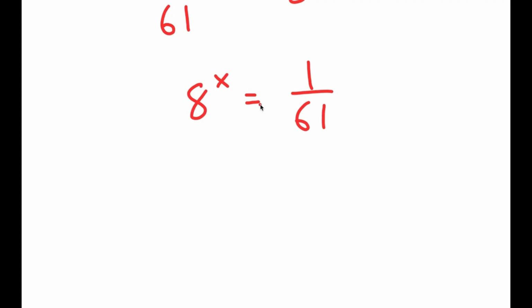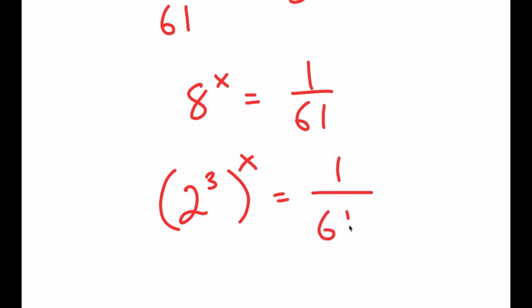Now, from this point, we want to find a way to simplify both sides. Well, for my left-hand side, I can still simplify 8. 8 is the same thing as 2 to the power of 3. So I'm going to substitute in 2 to the power of 3 for 8. So I get 2 to the power of 3 to the power of x is equal to 1 over 61.